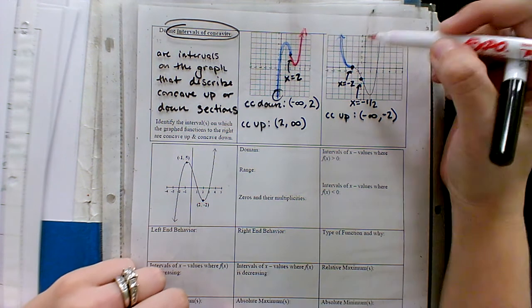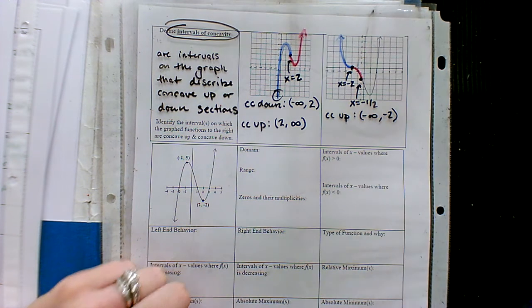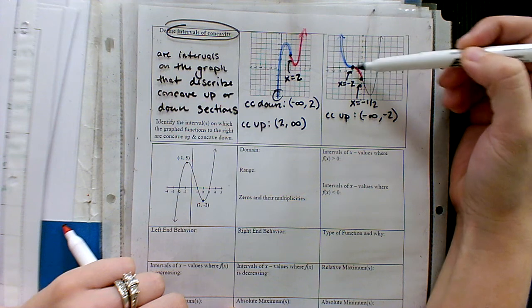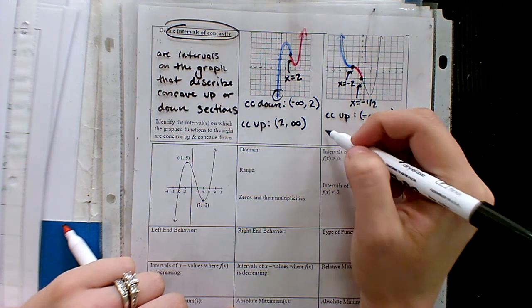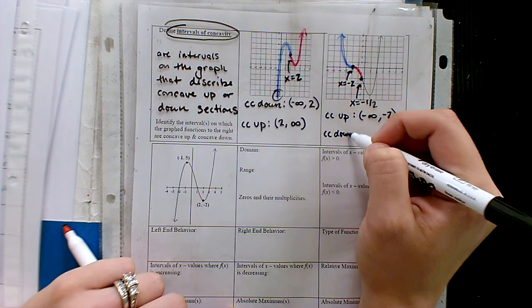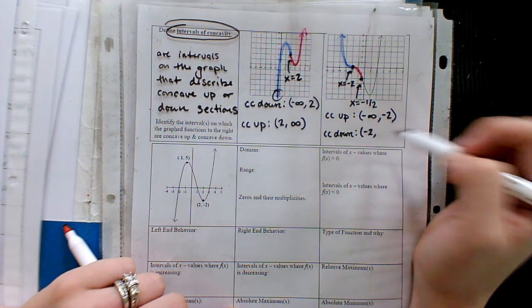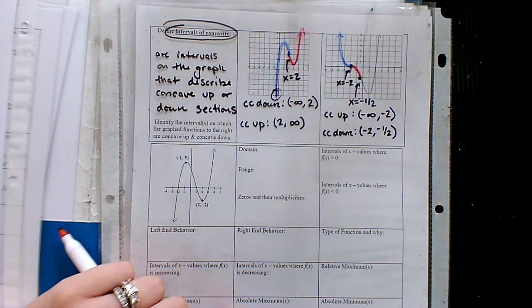If we continue to trace, I'll have to stop at the next point of inflection, and this little interval looks like an upside down parabola, just maybe half of it. So we'll label this as a concave down interval. That goes from -2 to the next point of inflection of -1/2.